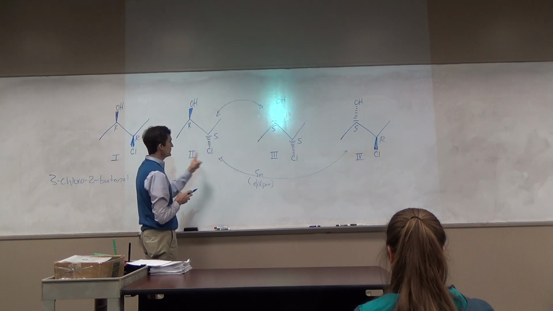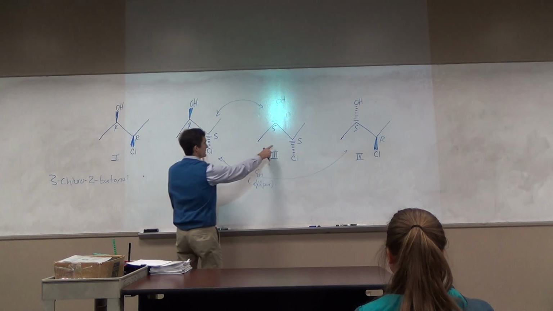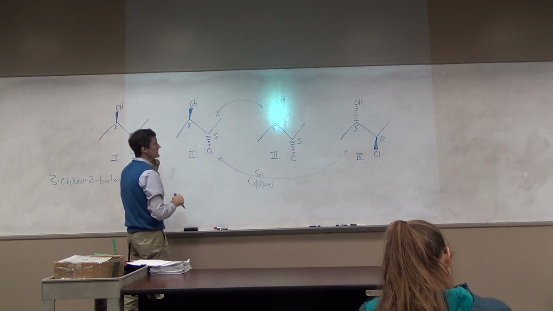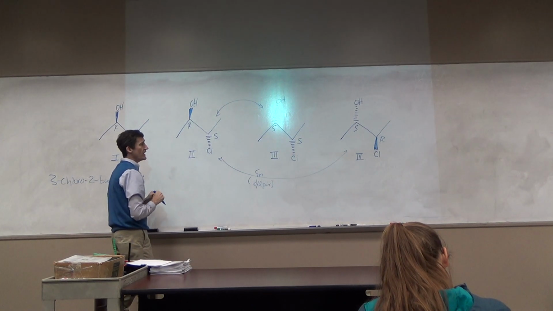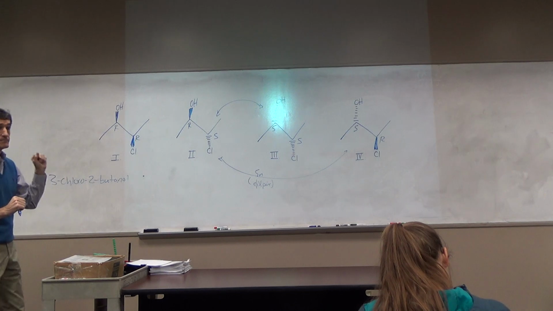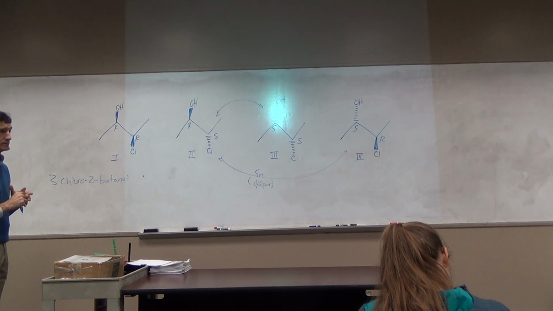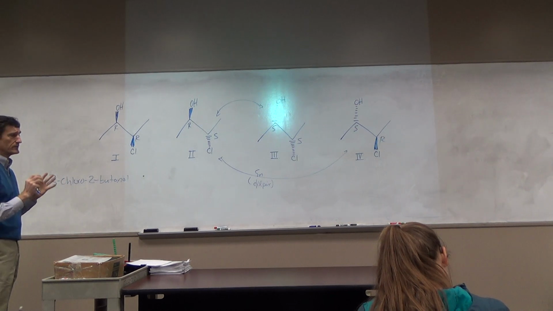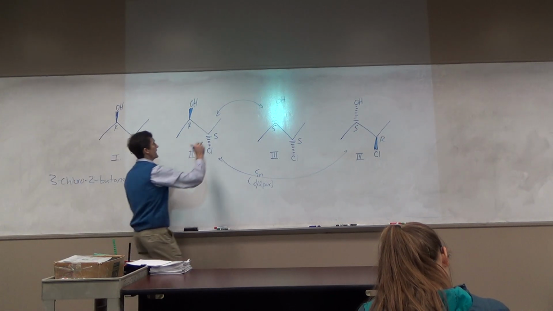So what's the relationship between 2 and 3? Are they stereoisomers? Yeah, they have the same exact name, the same connectivity. It's just they're oriented differently. But they're not mirror images. And stereoisomers that are not mirror images are called diastereomers. Diastereomers is pretty much a default category, not mirror images.